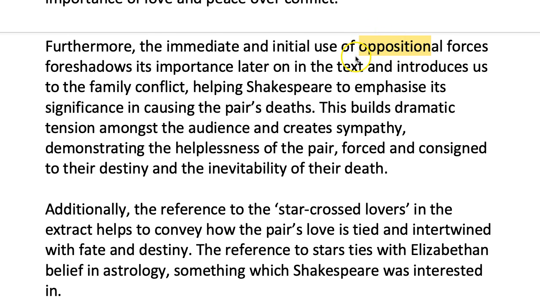All the way through those four examples, Thomas keeps linking the idea of these oppositional forces in the play, such as light and dark, for example, to Shakespeare's purpose. So he's foreshadowing its importance later on in the text and introduces us to the family conflict, helping Shakespeare to emphasize its significance in causing the pair's deaths. So all the way through, he is saying Shakespeare is introducing this structural feature of opposition in order to show how the feud is so responsible for the lovers' deaths, rather than the lovers' immaturity and defiance of their parents' wishes.